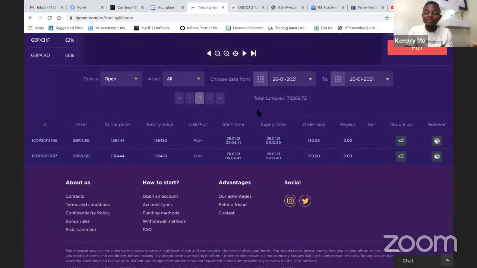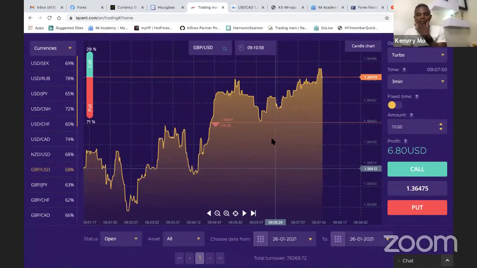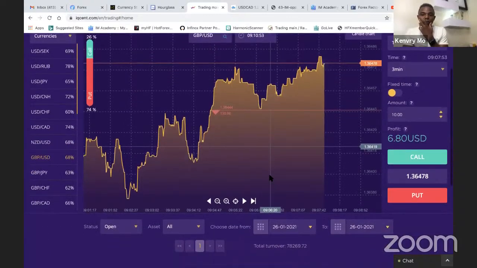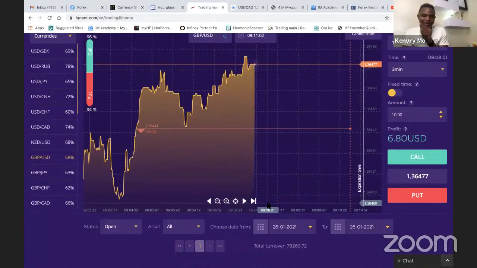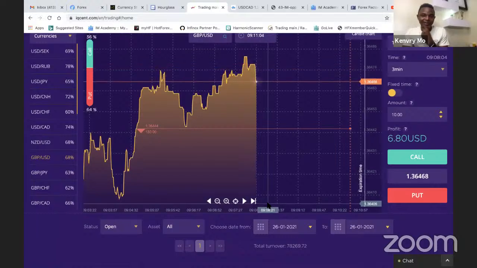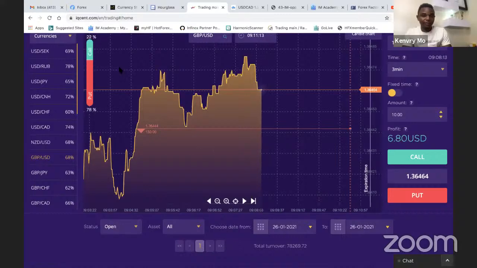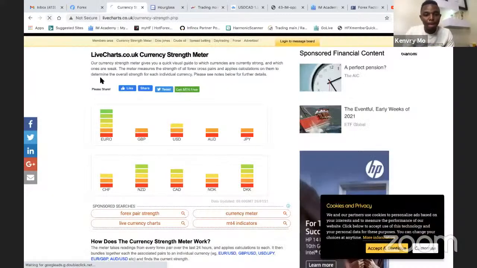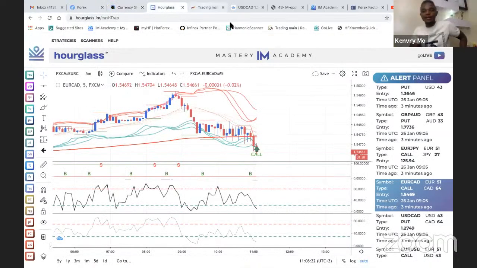and it's still going up. That's crazy. Look how crazy this guy is. Took me twice, and it's going up. This is bad. GBP is now stronger than USD. I think that's the reason.